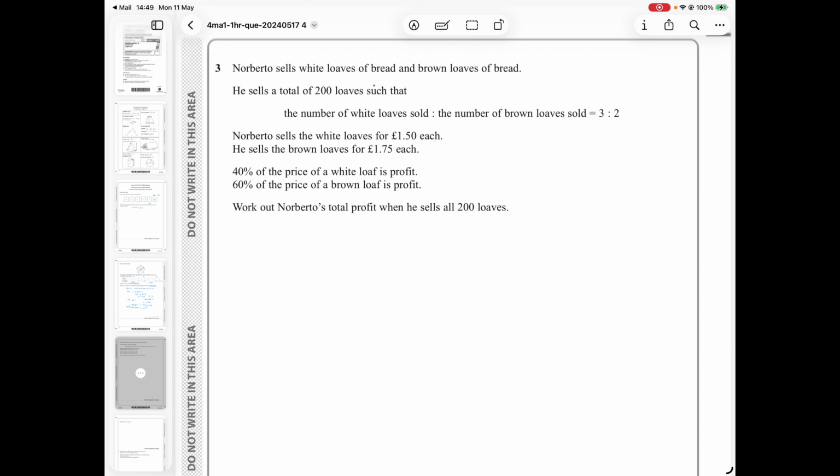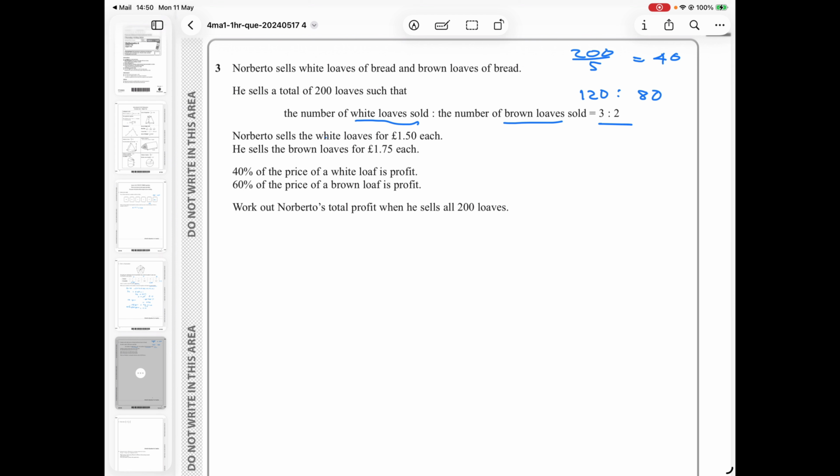Norberto sells white loaves of bread and brown loaves of bread. He sells a total of 200 loaves, such that the number of white loaves to the number of brown loaves is 3 to 2. So that means if that's 5, then 5 goes into 200 40 times. So that means he would have sold 3 times 40, which is 120 white to 80 brown.